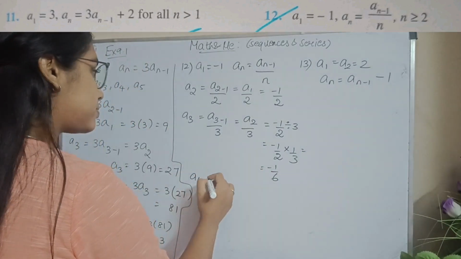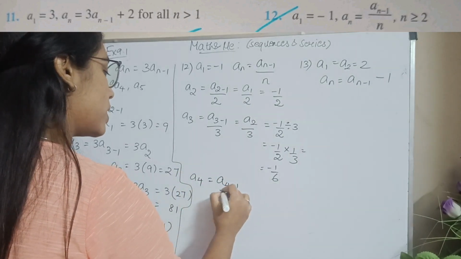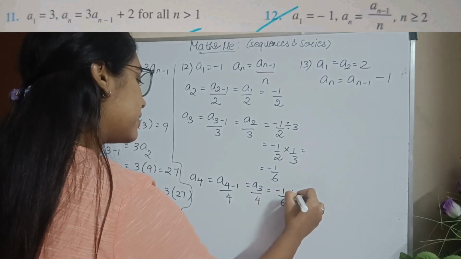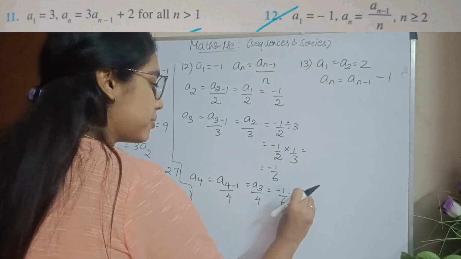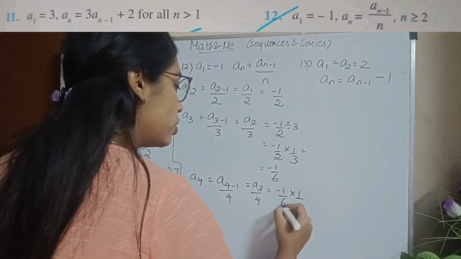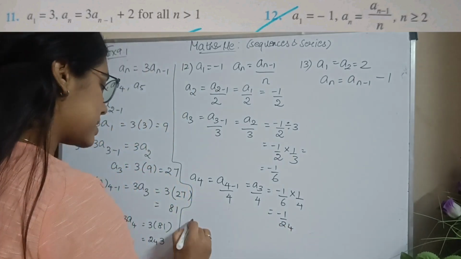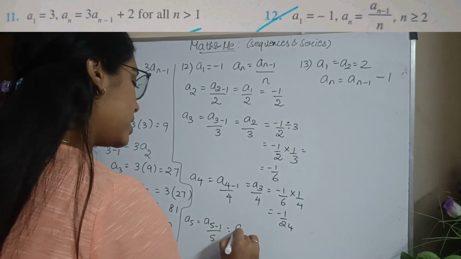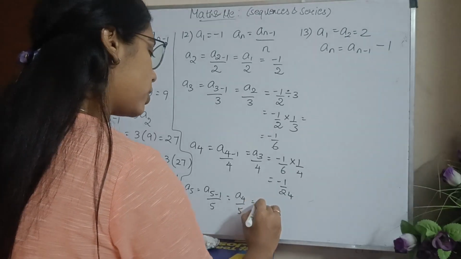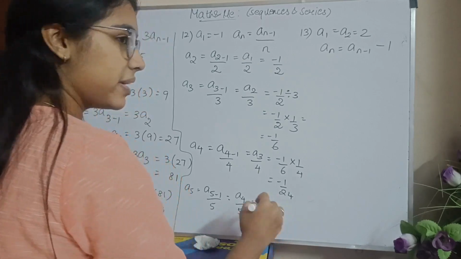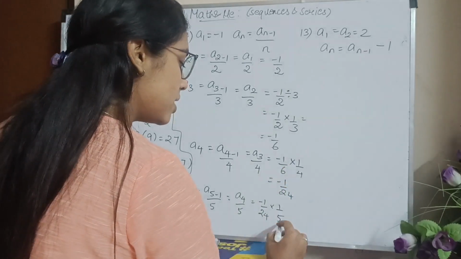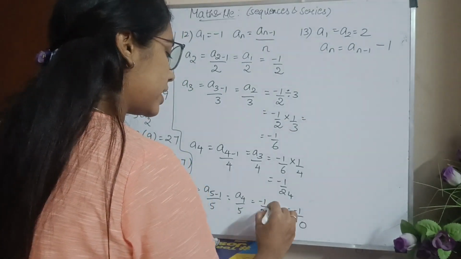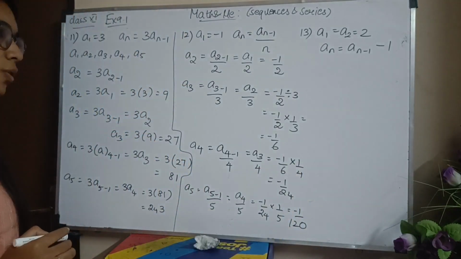Then a4 is a_(4-1) divided by 4. So this will be a3 divided by 4, which will be minus 1 by 6 divided by 4. Correct? When I take the reciprocal, it becomes 1 by 4. So this will be minus 1 by 24. Similarly, a5 is a_(5-1) divided by 5. So this will be a4 divided by 5, which is minus 1 by 24 divided by 5, which becomes times 1 by 5. So what will be my final value? Minus 1 divided by 5 4s are 20, 2 5 2s are 10, 11, 12. So minus 1 by 120.